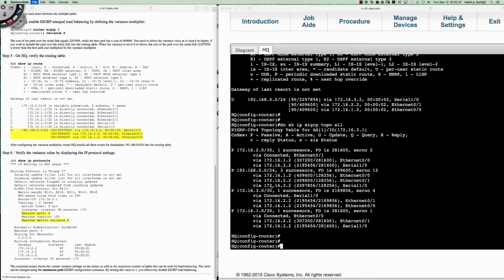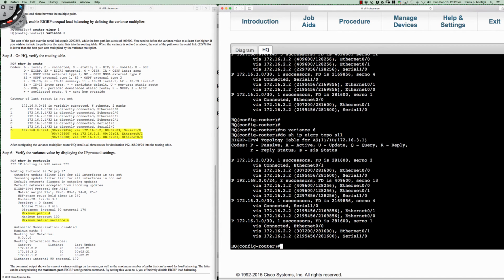So let's pull that variance command off. Let's say no variance 6, and run that show ip eigrp topology again. When I remove the variance command, what do we see? Now it thinks there are only 2 successors, which are these 2 right here. And again, it's all-links, but even if it wasn't all-links, we still meet the feasibility condition. So that is our feasible successor, right?